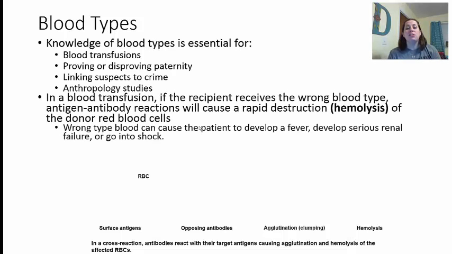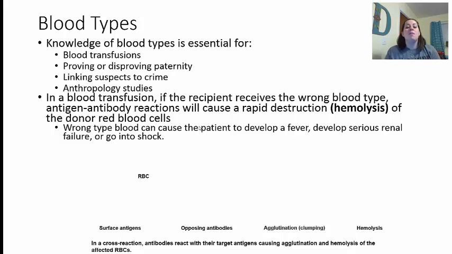Now, let's just say you had to have a blood transfusion. If the recipient receives the wrong blood type, okay, I'm A positive. Let's just say that they gave me B positive blood. What's going to happen is in my body, there's going to be an antigen antibody reaction. This is going to happen very quickly, and it's going to cause the destruction of the red blood cells, which is called hemolysis. So it's actually going to take the red blood cells and start breaking them apart and killing them because of this.